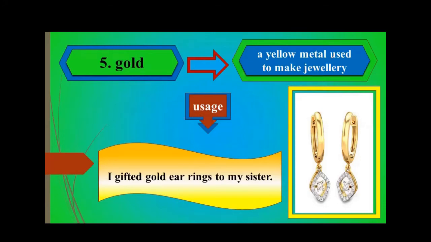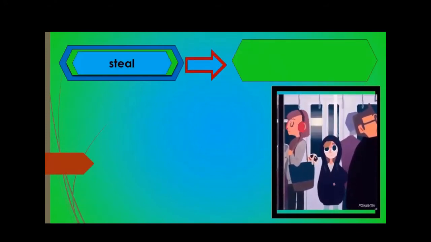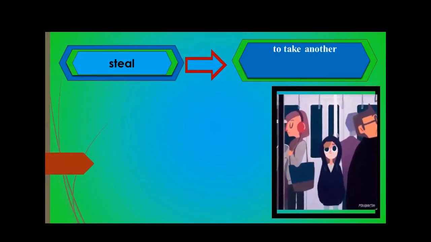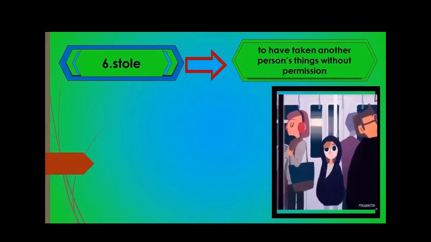Moving on to our fifth and the last word, stole. The word stole is the past tense form of the word steal. The word steal means to take another person's things without permission. Now, as the word stole is given here, which is the past tense form of the word steal, it can be defined as to have taken another person's things without permission.